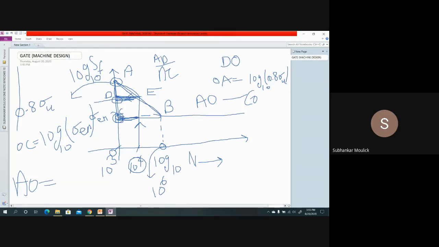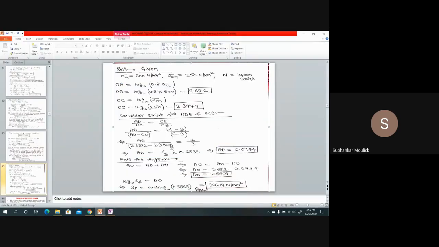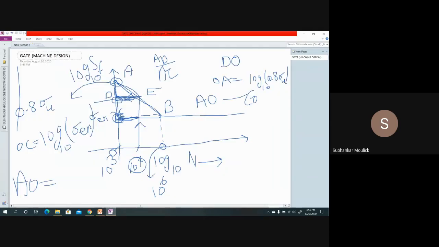If AD comes, then we can write that AO is equal to AD plus DO. So AD will be 1 by 3 into this particular term, which is coming out to be 0.0994. Since I got the value of AD, now I can write AO as AD plus DO, or DO as AO minus AD.